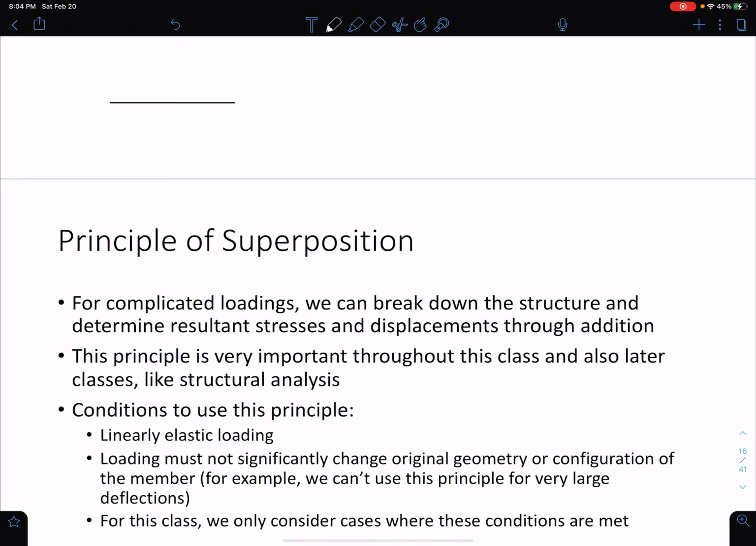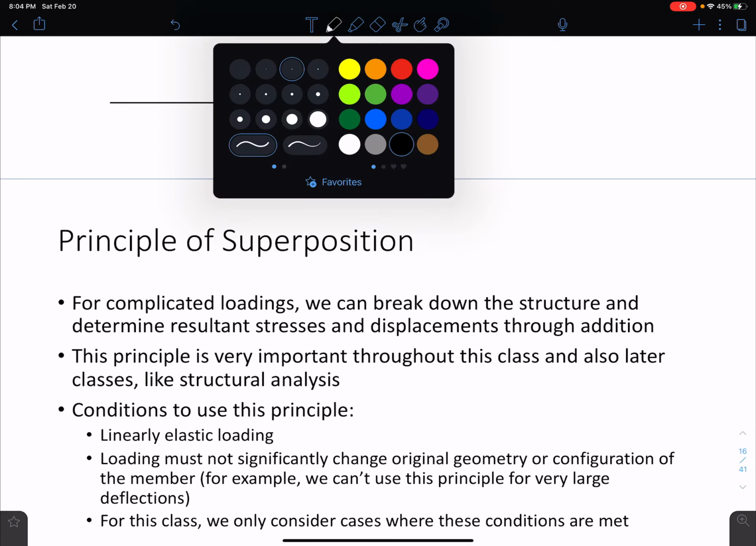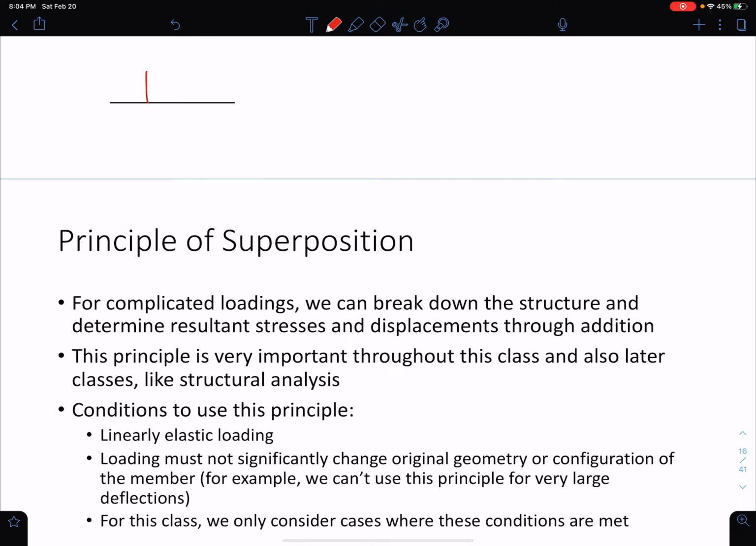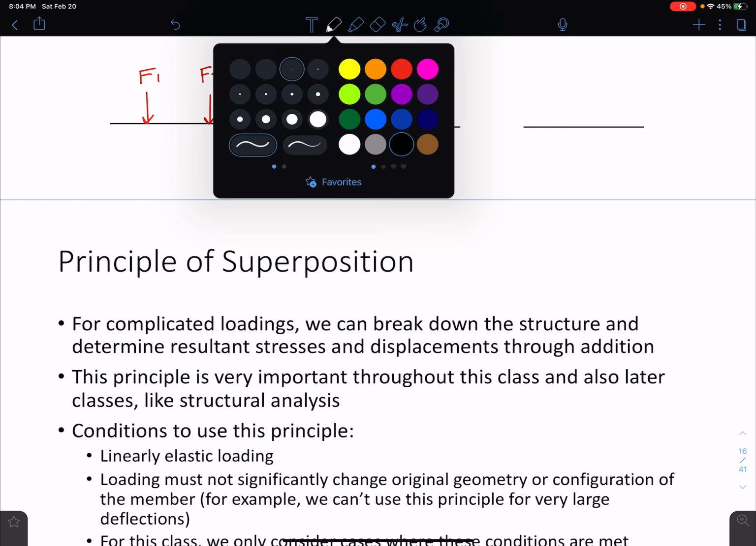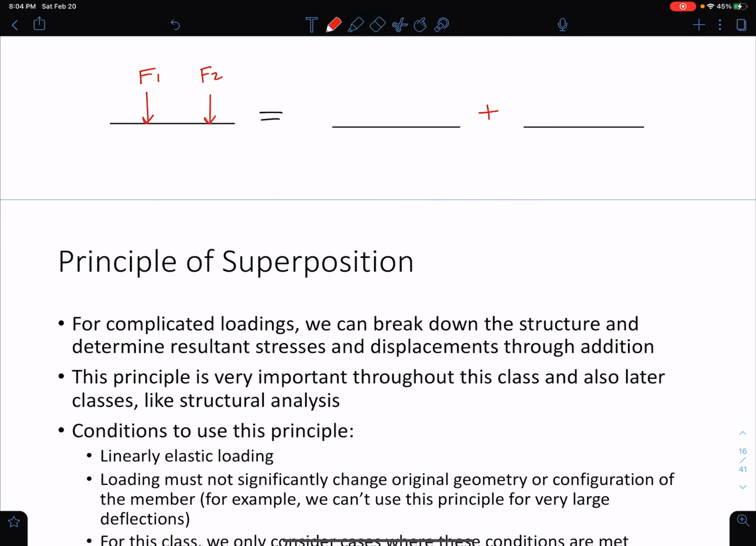Let's say we have a system here and we have two loadings on the system. I'm going to call these F1 and F2. What the principle of superposition says is that this system is equal to two systems added together: one that just has the first load on it in the same location, and one with the second load on it in whatever location the second one was in. And this is really just a simple definition of the principle of superposition.